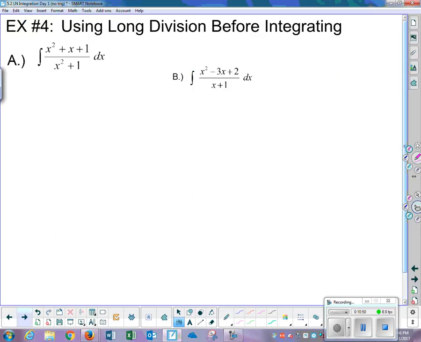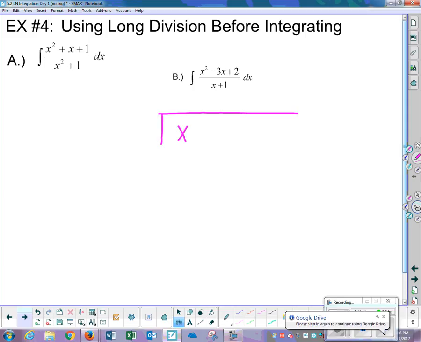All right, part A. This is an example where we'd want to use long division before integrating. These degrees are equal, and I think there's some simplifying that we can achieve here. So we're going to go into long division, and I know it may have been a long time since you've done long division, but you have practiced polynomial division in your previous classes.